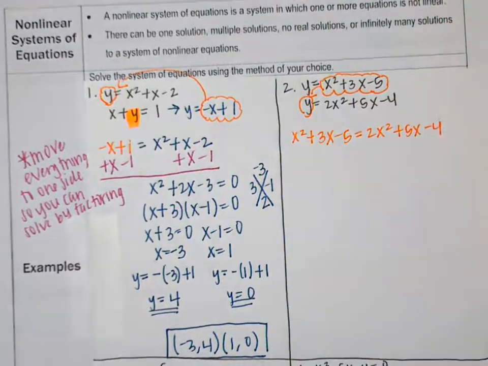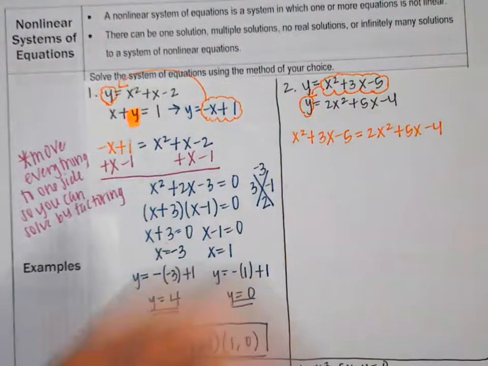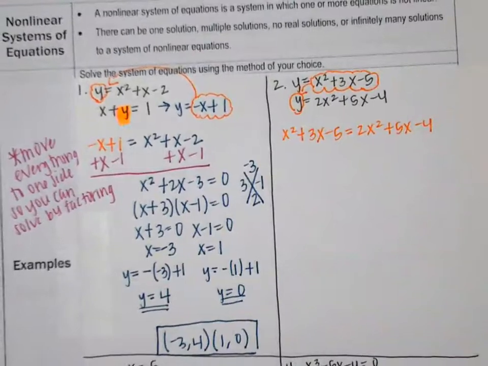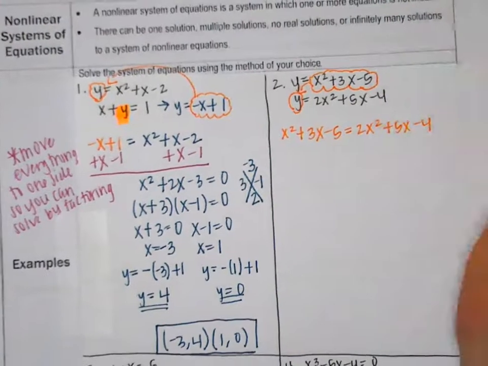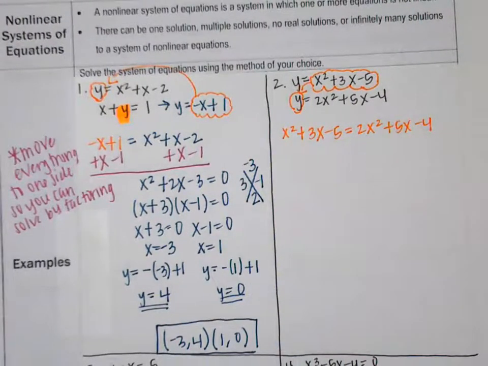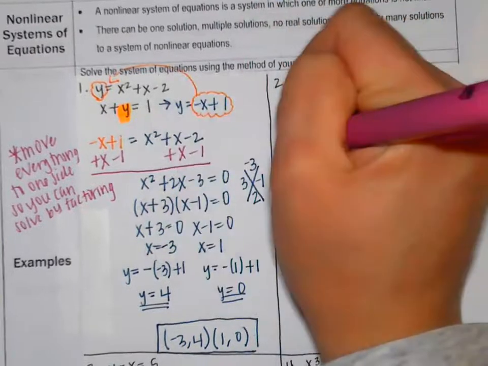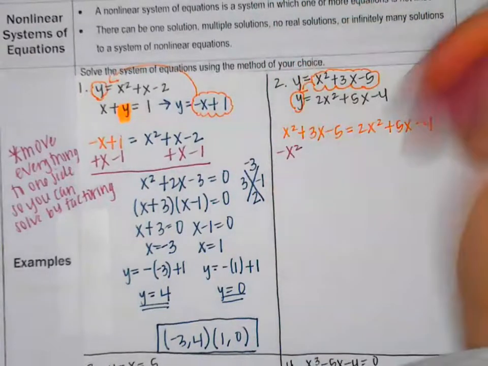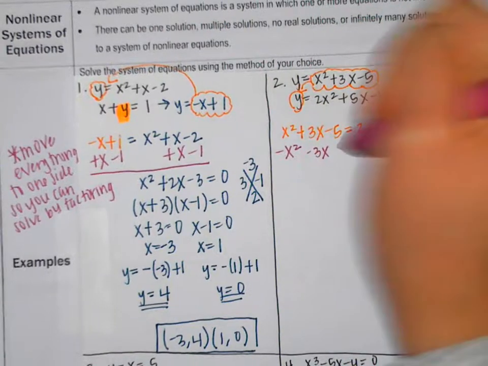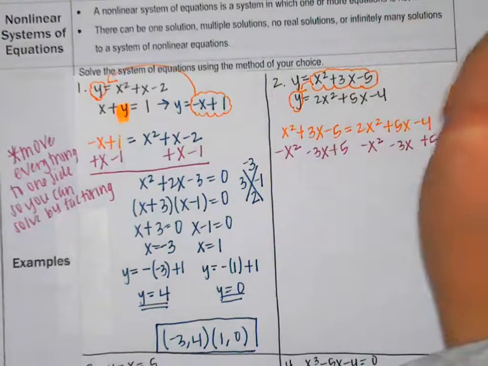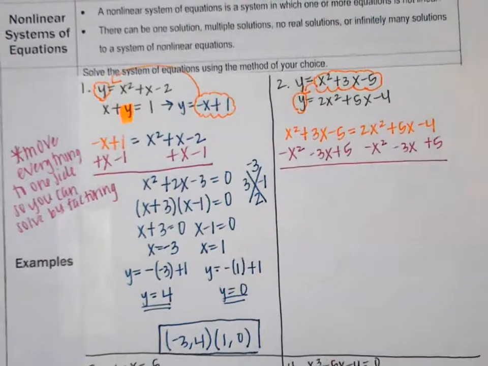equals 2x squared plus 5x minus 4. And so just like I was over here, anytime I have an x with a higher exponent than 1, I'm moving everything to one side and solving by factoring or quadratic formula. So I look and see that this is the bigger x squared. 2x squared is bigger than 1x squared, and so I'm going to move everything over there. So subtract x squared. I'm just going to do this all in one step. Subtract 3x. Add 5. So I'm just combining the like terms on each side.